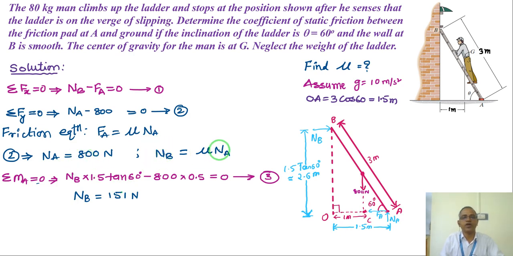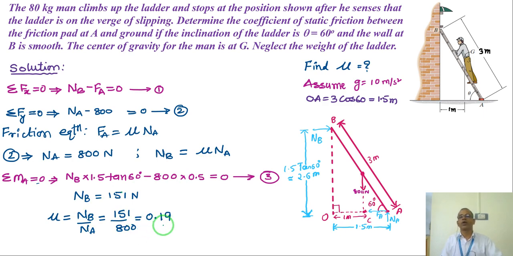So 151, this is 800. So mu will be simply NB by NA, 151 by 800, which is 0.19. This is the coefficient of static friction. Very simple. So this is the second variety where I can find the coefficient of friction. So let us see one more problem.